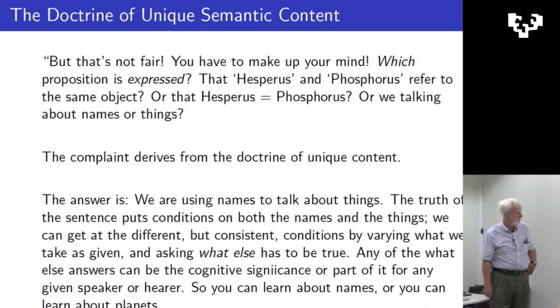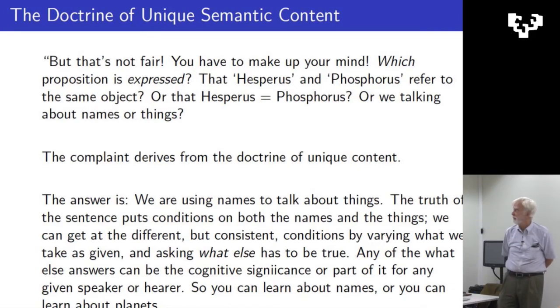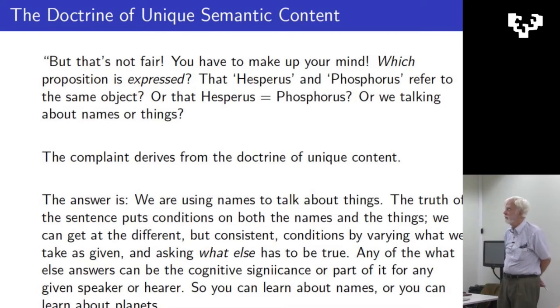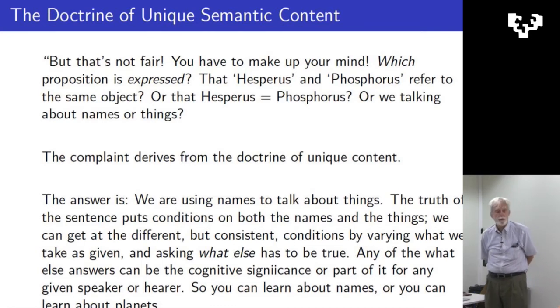Now, none of you would say this, but lesser minds might say, but that's not fair. You have to make up your mind. Which proposition is expressed? This is what Frege spent the 12 years between the Begriffsschrift and "Sense and Reference" trying to decide, because he thought he had to decide. Why? Because he held the doctrine of unique semantic content. Maybe not even formulating it.